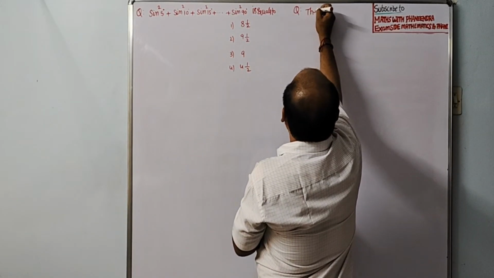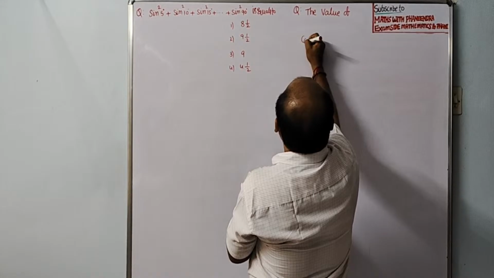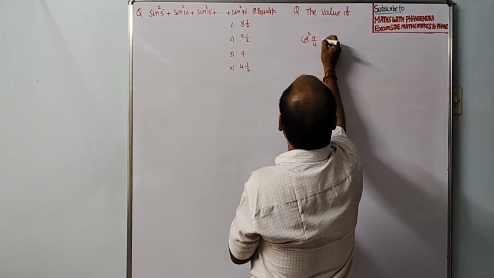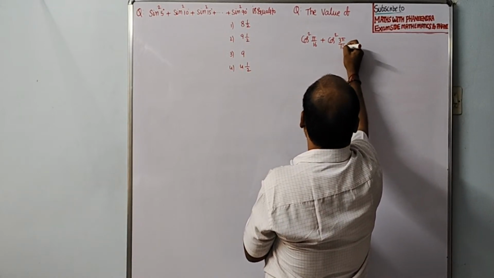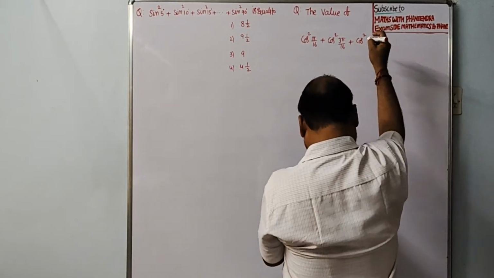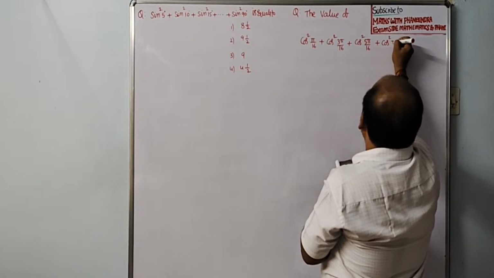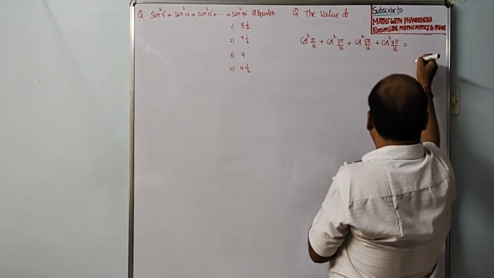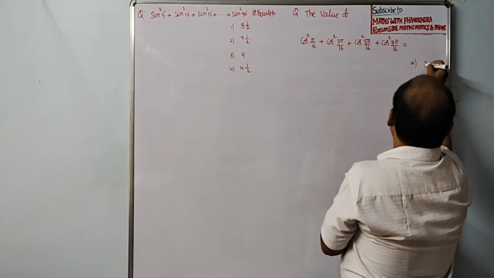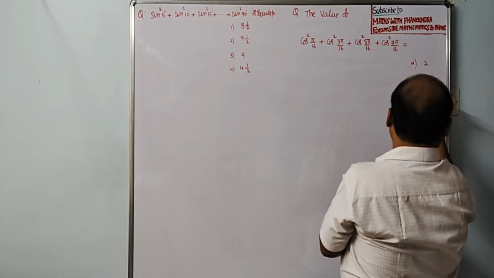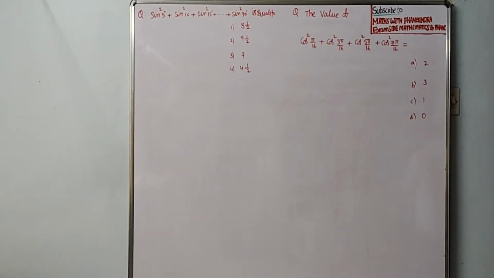The value of cos square pi by 16 plus cos square 3 pi by 16 plus cos square 5 pi by 16 plus cos square 7 pi by 16 is equal to: 2, 3, 1, 0. So these are the questions.